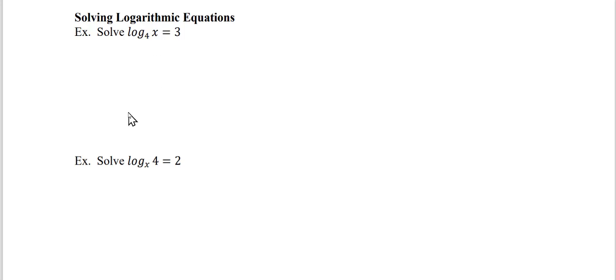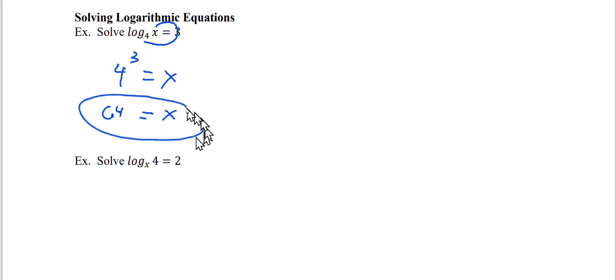When I see a single log equal to a constant, my instinct is to just use the definition of a log. So remember, we kind of make our loop here. 4 to the third is equal to x. That means x is what? 16 times 4 is 64. So that's how we solve something like that.